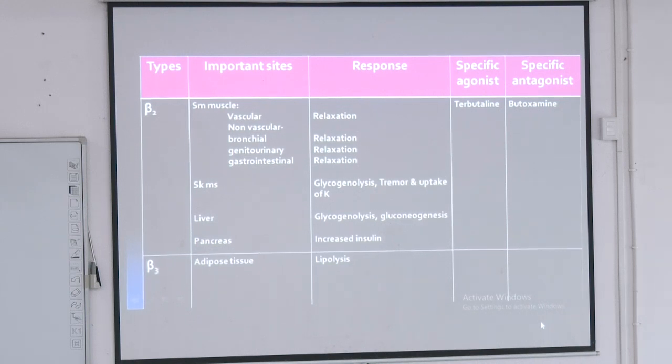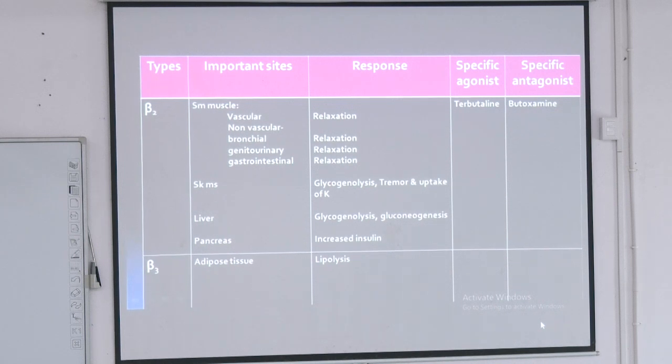No. Beta 2 agonist. With the help of beta 2 agonist, the potassium present in the blood will be taken up by the muscle. It will be reintroduced into the muscle. So the blood level of potassium will be decreased.